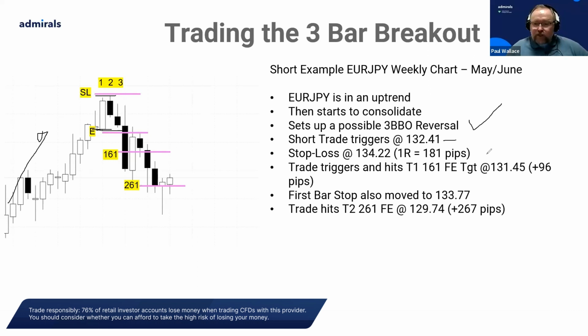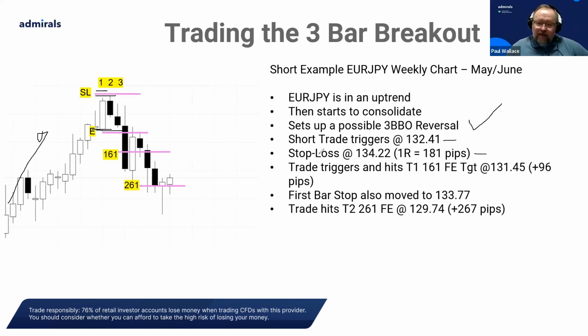Stop loss is at 134.22, which is 181 pips. If you're used to trading 5-minute charts, where your stop loss might be 18 pips as opposed to 181 pips, that might make you a little bit wary. But remember, it's all about the context. It is all about understanding where you're actually operating. 181 pips off the weekly chart as your trade risk, it's still 1 unit of risk.